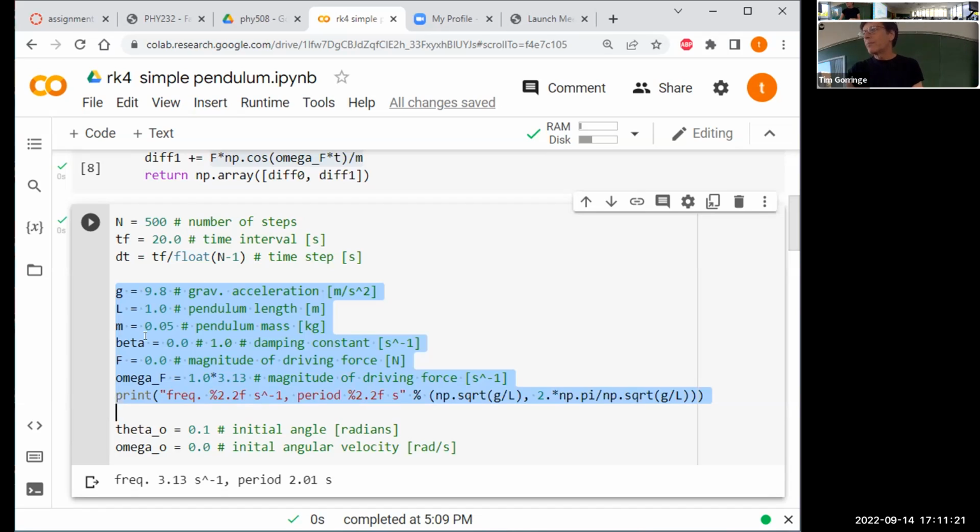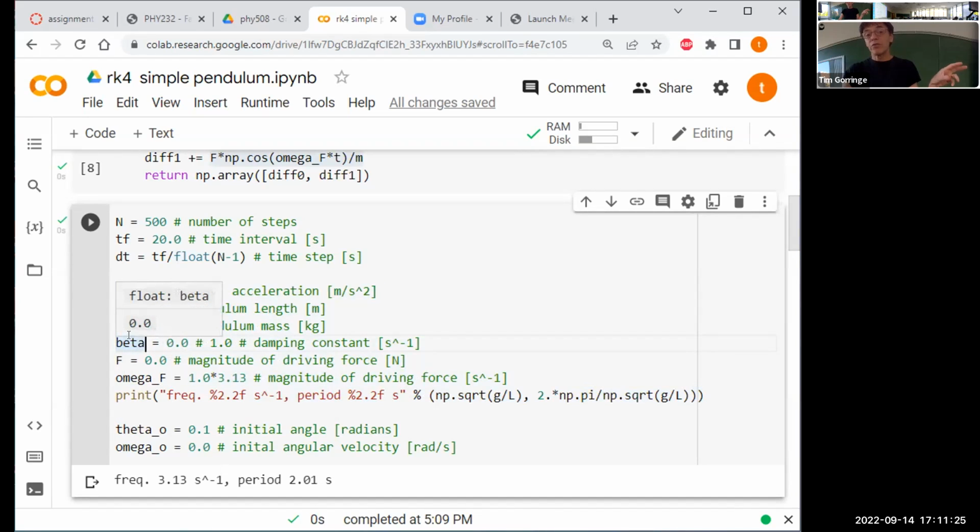So beta, for the moment, I'm going to switch off the driving force and the damping force. So for the moment, beta is 0, so there'll be no damping. And F, the driving force, that's going to be 0 too. So we'll just keep things really simple.